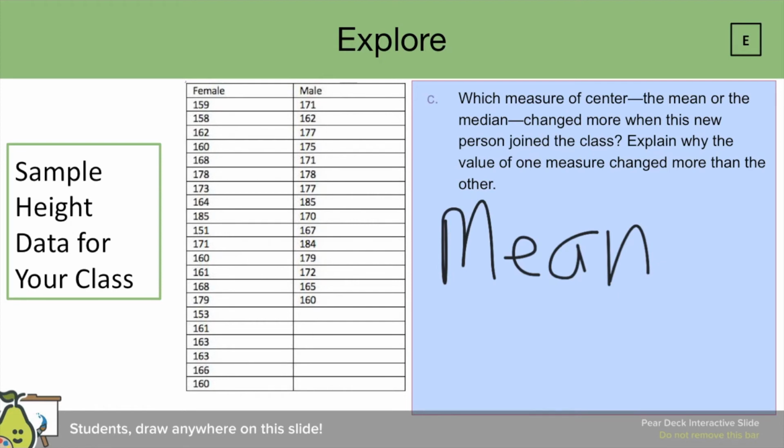The median did not change very much because the middle value is simply the next point in the data set, or the average of the two middle data points. And in this case, it was just the next data point.